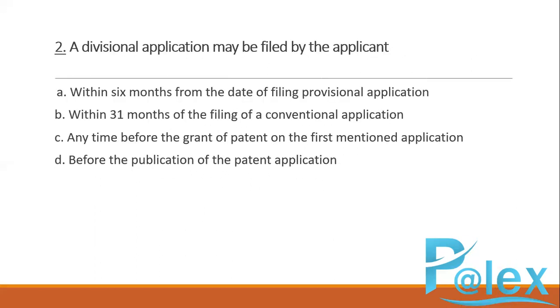Question 2, a divisional application may be filed by the applicant. The 4 options given are within 6 months from the date of filing of provisional, within 31 months of the filing of a convention application. Option C is anytime before grant of the patent on the first mentioned application and before publication of the patent application. The correct answer to this is C.